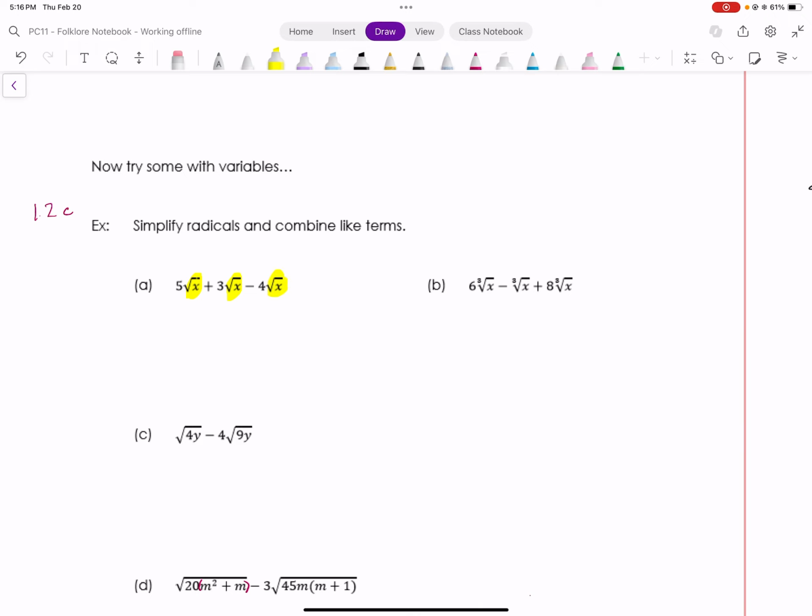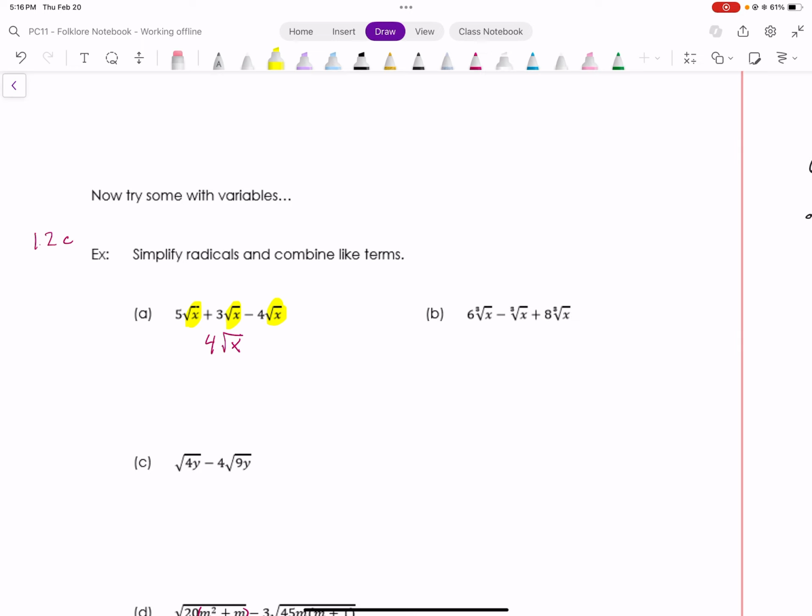So 5 root x plus 3 root x minus 4 root x is going to be 5 plus 3 minus 4. So that would be 4 root x. Now it's important to note here that really we're just doing an operation on the coefficients, and the radicals stay the same. So let me move on to b, hopefully equally as fast.